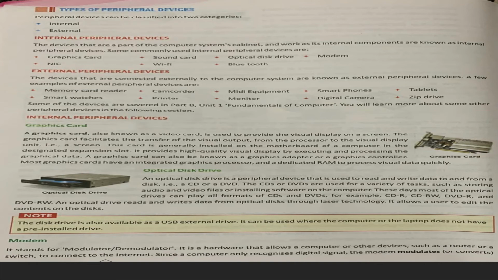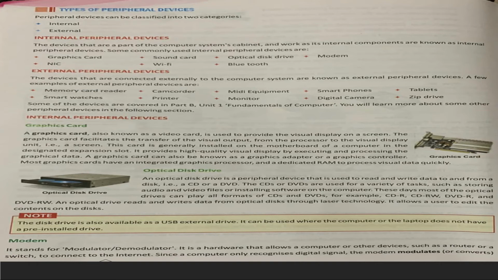A graphic card is also known as a video card, and is used to provide the visual display on a screen. The graphic card facilitates the transfer of the visual output from the processor to the visual display unit. It actually enhances the quality of an image in the computer system. An optical disk drive is a peripheral device that is used to read and write data to and from a disk, a CD or a DVD.